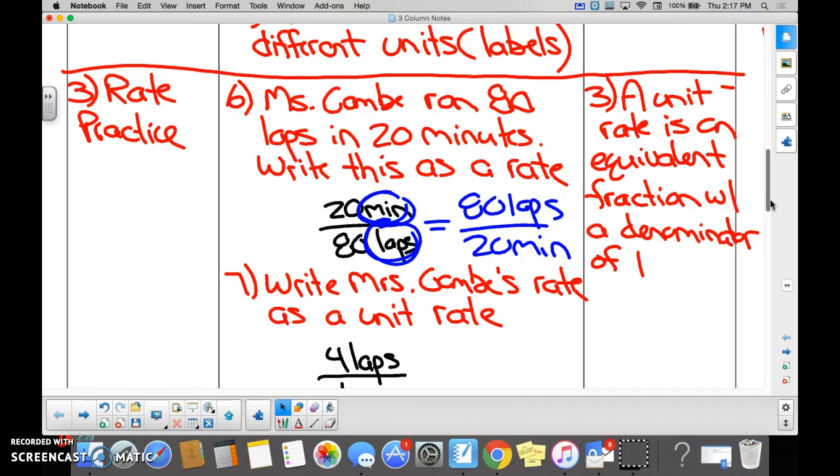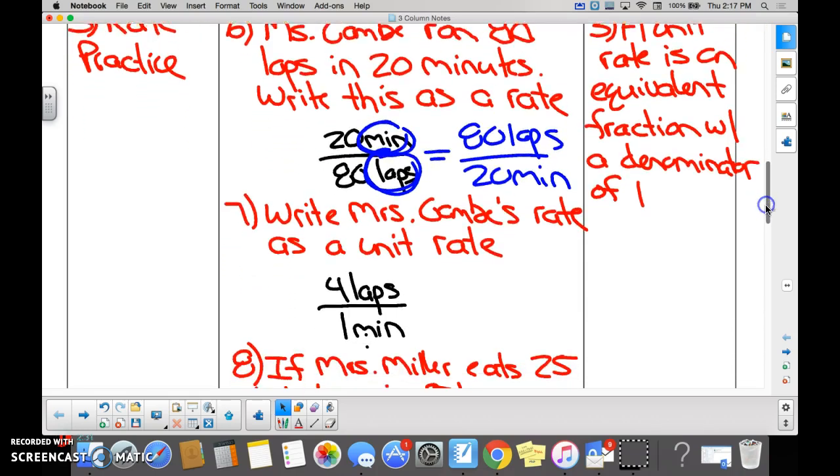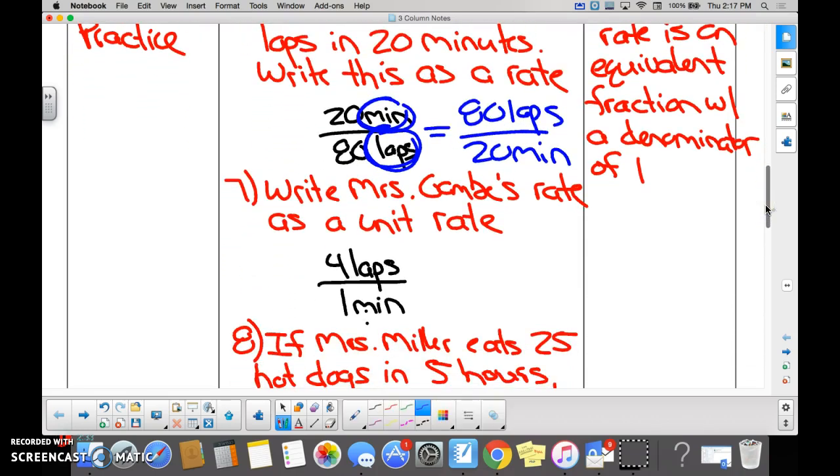So we said it is 4 laps per minute because we use this one, right? How did I get from 20 minutes to 1 minute, you guys? Reducing. What did I reduce by? How did I reduce 20 to 1? Divided by 20. So if I divide the bottom by 20, what do I do to the top? Divided by 20. Is 80 divided by 20 four laps?